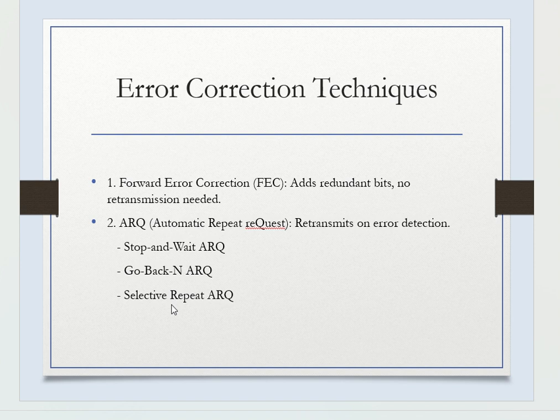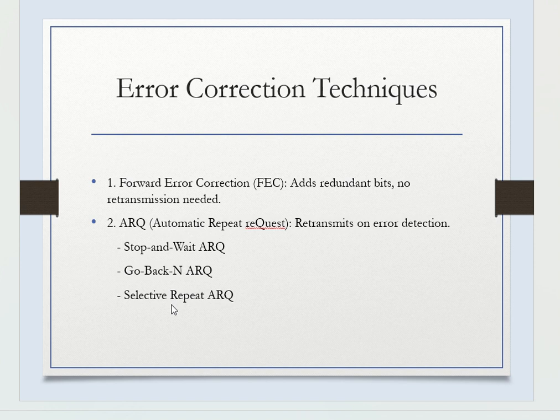Types of error correction techniques. Here are the types: first, forward error correction, and second, automatic repeat request. Forward error correction means adding redundant bits, so no retransmission is needed. Redundant bits are added to the data before transmission. The receiver uses these extra bits to detect and correct the errors automatically. No retransmission is needed, which is ideal for real-time or one-way communication, for example video streaming and satellite links.